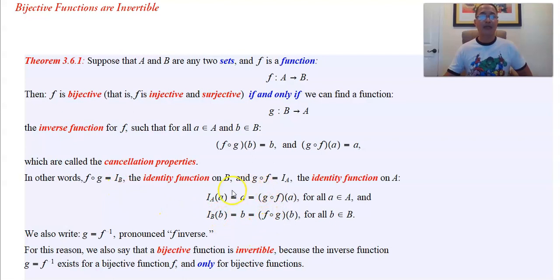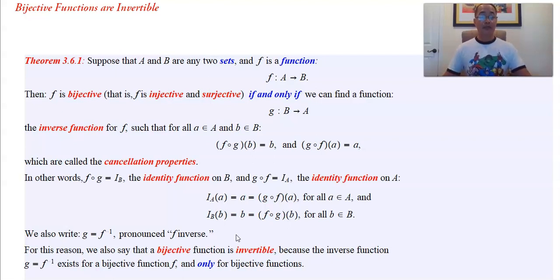I just thought it would look nicer if we have A and B in alphabetical order, but that's just me. So we also write that G is F inverse, and that is pronounced F inverse, not 1 over F. Okay, in trigonometry, you might develop a bad habit of calling inverse cosine 1 over cosine. Wait a minute, 1 over cosine, that's secant of x, a completely different function.